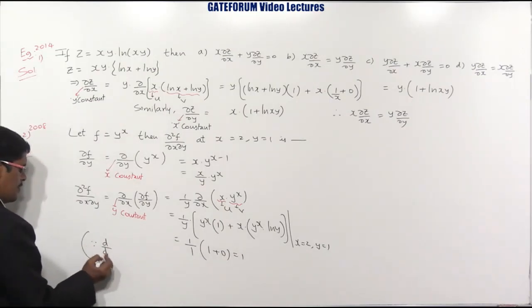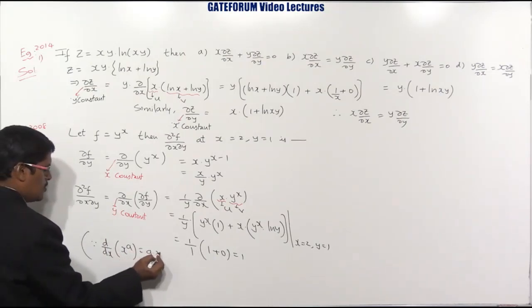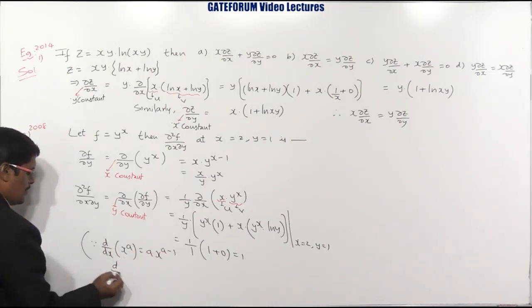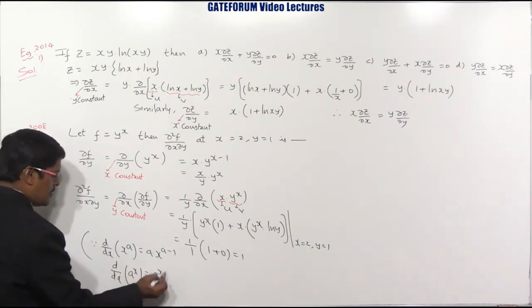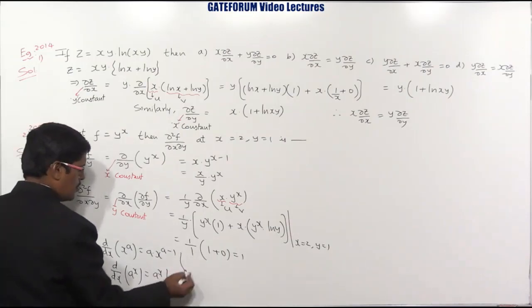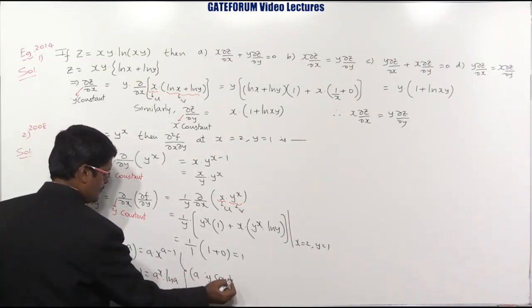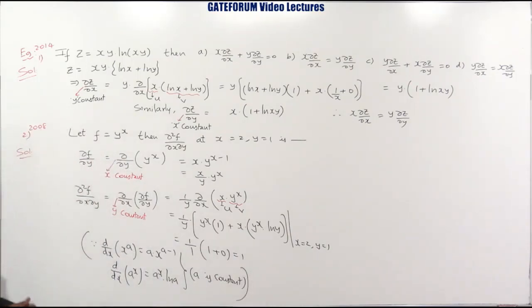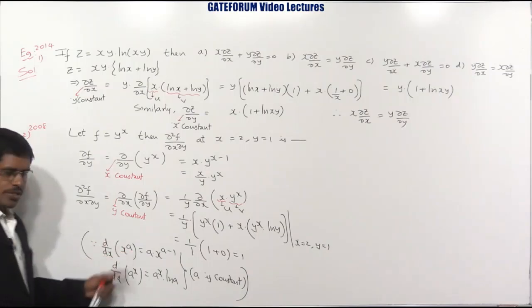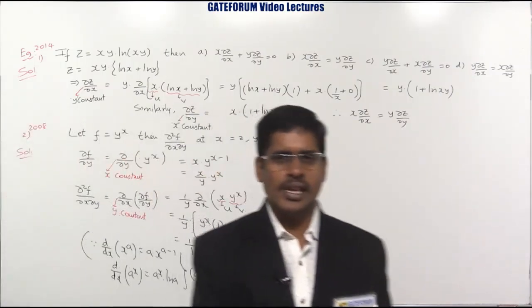d/dx of x power a, where the power a is constant, is a into x power a minus 1. The same way, d/dx of a power x, when the base is constant, is a power x into log a. So in both cases, a is constant. In one situation, a is the power. In the other situation, a is the base.